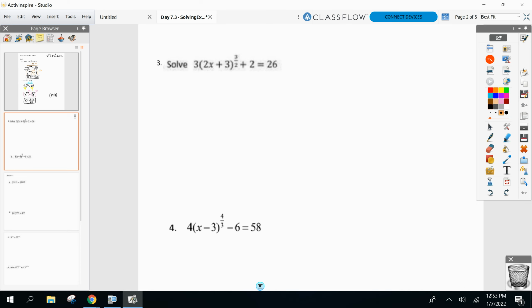All right, I get it. You probably want to distribute the 3. No, you want to get this alone. That's what's being raised to the 3 halves. The entire parenthesis. No distributing of the 3. Get it out of there. Get things out of there. Don't add things to it. What's going first? 2, yes.